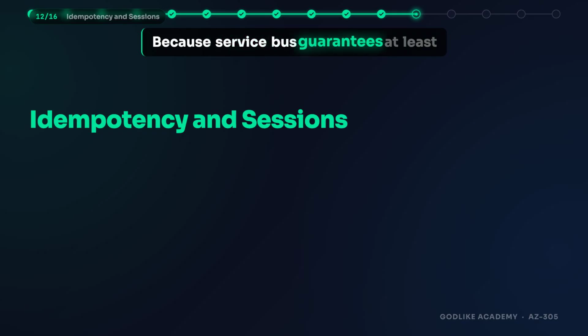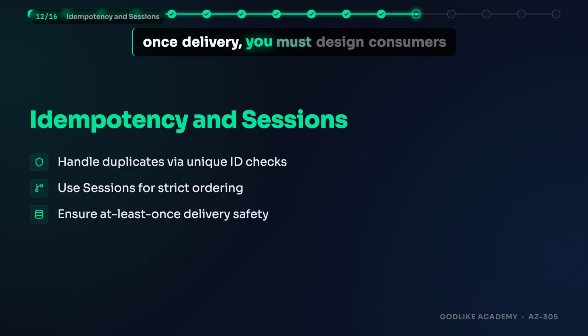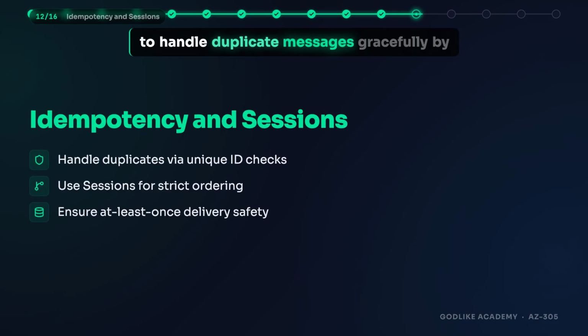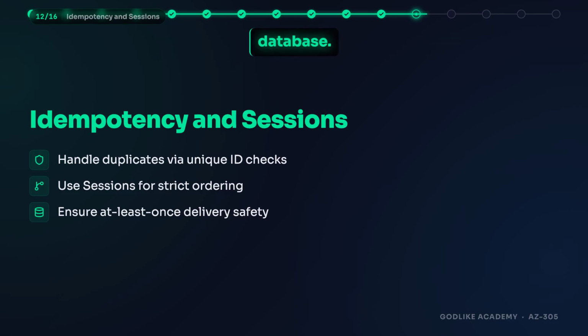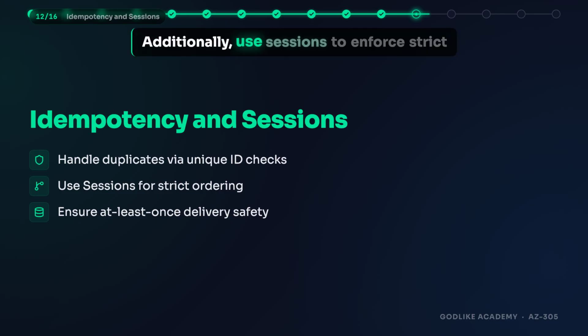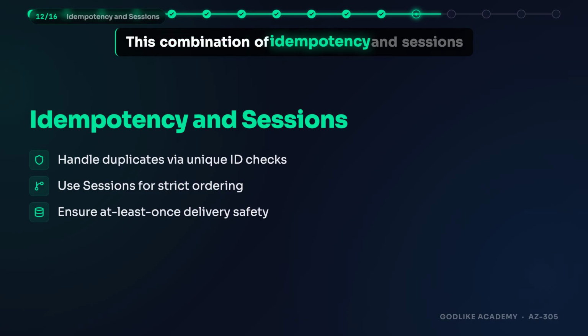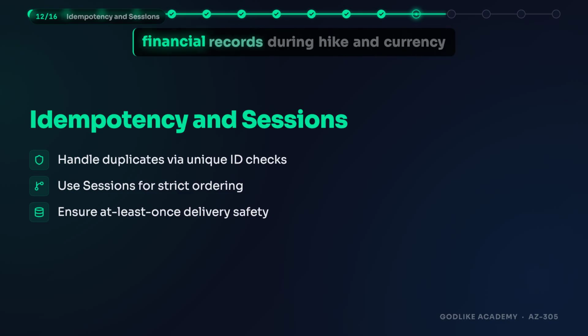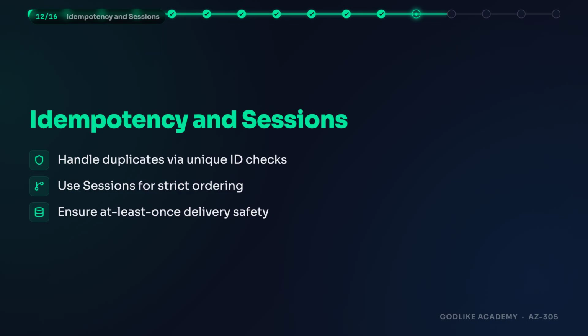Because Service Bus guarantees at-least-once delivery, you must design consumers to handle duplicate messages gracefully by checking unique message IDs against your database. Additionally, use sessions to enforce strict ordering for related messages, ensuring they are processed sequentially by a single receiver with a specific session ID. This combination of idempotency and sessions prevents race conditions that overwrite critical financial records during high-concurrency transaction processing scenarios.